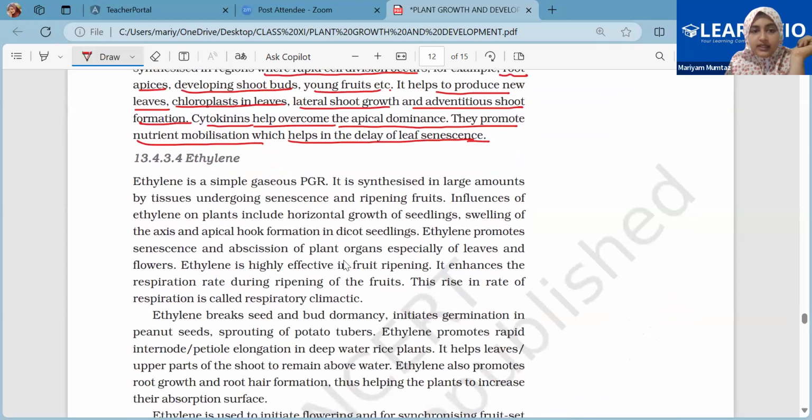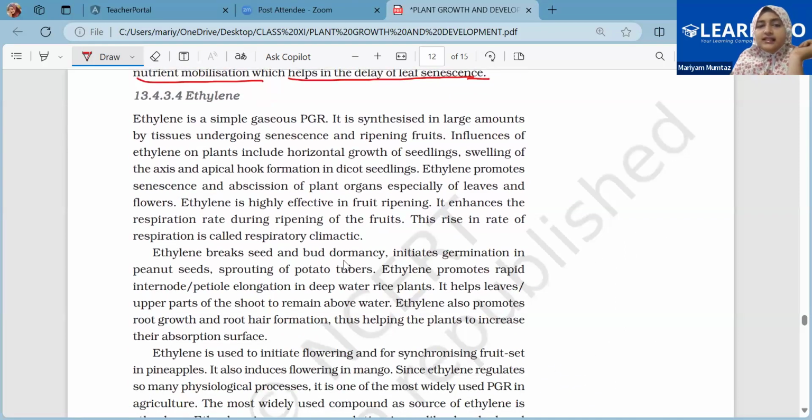Now, talking about the ethylene. Ethylene is a simple gaseous plant growth regulator. It is synthesized in large amounts by tissues undergoing senescence and ripening fruits. Influences of ethylene on plants include horizontal growth in seedlings, swelling of the axis, and apical hook formation in dicot seedlings. Ethylene promotes senescence and abscission of plant organs, especially of leaves and flowers. Ethylene is highly effective in fruit ripening.